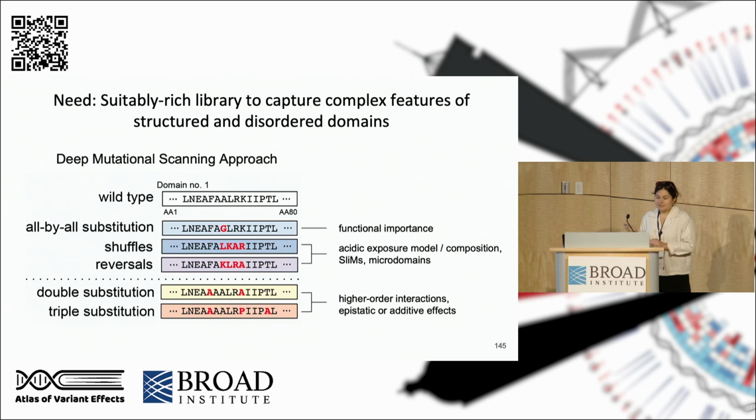But because our repressors can be highly disordered, we also included some bespoke type of mutants, which are these shuffle and reversal mutants. So we take windows of either 4 or 8 amino acids along the tile of a repressor domain, and we randomly shuffle or reverse the amino acid sequence. And we were hoping that would allow us to find things that are known to be important for disordered protein function. And then, of course, we also included some double and triple substitutions to assess some higher order interactions.